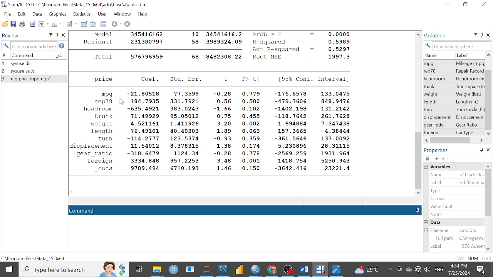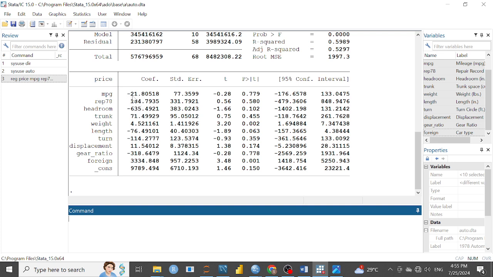Additional mile per gallon, this is it. So the price is expected to decrease by 21.8 units, approximately minus 21.81. So for each additional mile per gallon, for the car we are estimating, the price is expected to decrease by 21.81 units. We normally use units here because we can't say it's in naira or in dollar.